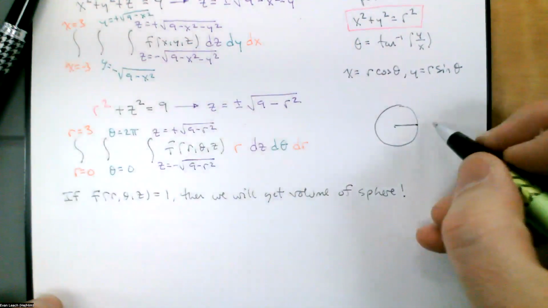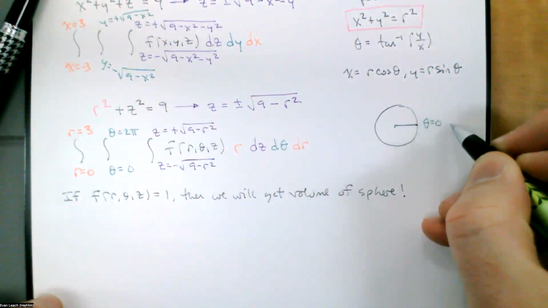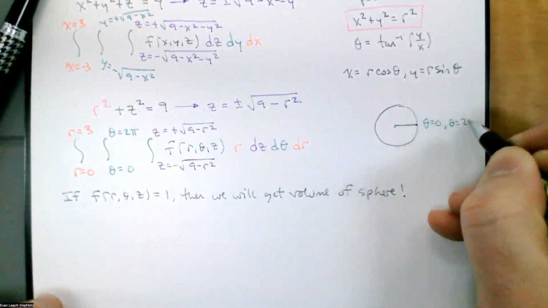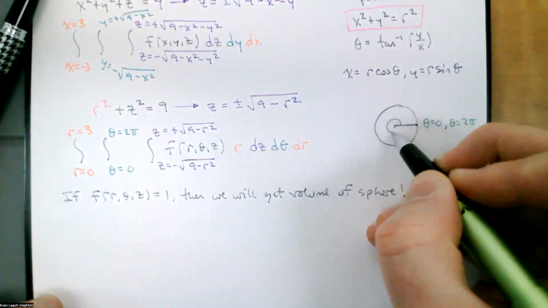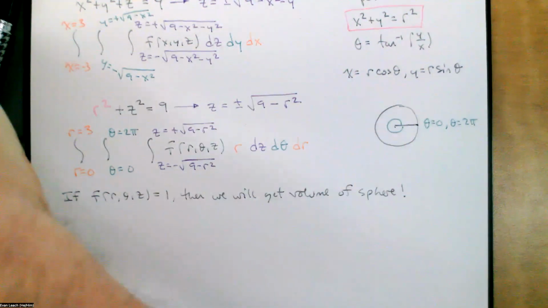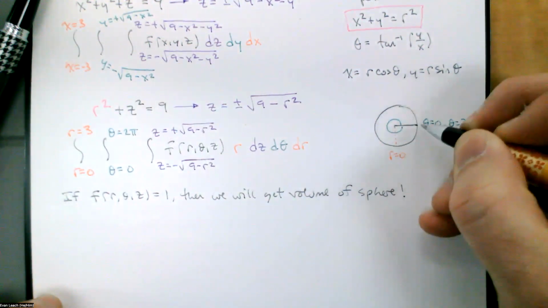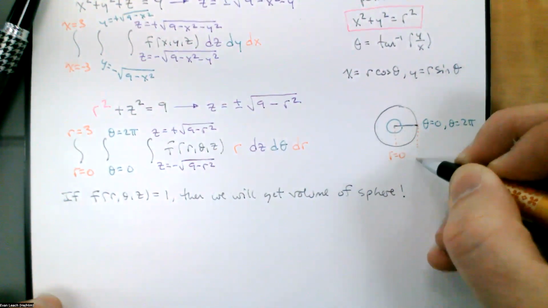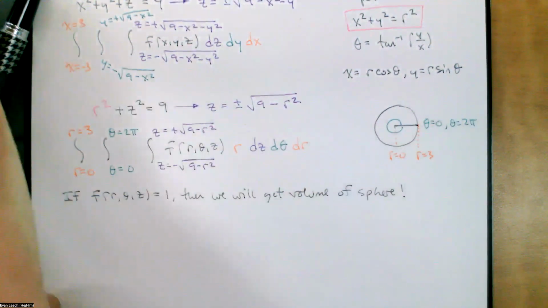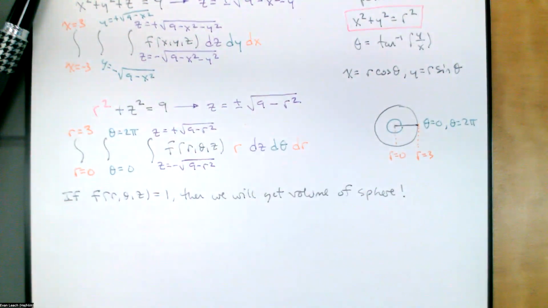So here's theta at 0 and theta equals 2 pi. Just go all the way around. Starting off at the pole, that's where r is equal to 0. And at the end of the radius of the circle, that's where r is equal to 3. In polar coordinates, a circle is just the intersection of two intervals.